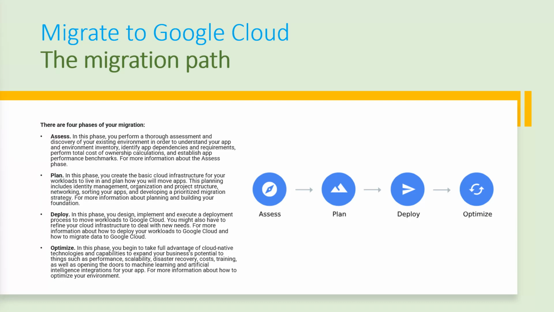So this is where you optimize. In this phase, you begin to take full advantage of the cloud native technology and capabilities to expand your business potential in things such as performance. So this is what I said, performance. If you have a lot of resources assigned you're not using, you can downgrade them. Scalability, disaster recovery, cost, training, as well as opening the door to machine learning and artificial intelligence integration into your apps. So this all helps you optimize your workload.